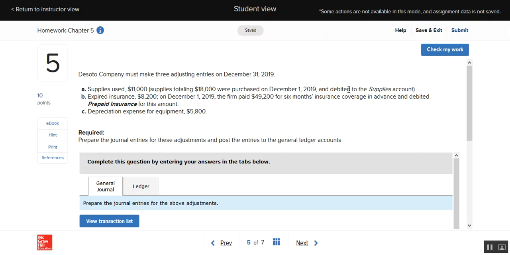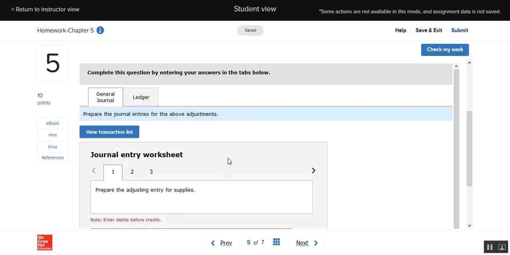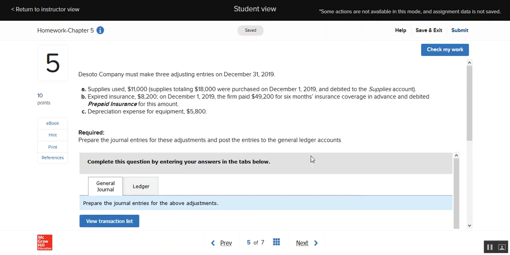In this particular problem it says DeSoto Company must make 3 adjusting entries on December 31st, 2019. And we've got entry A, entry B, and entry C, and we are to post those in the general journal. So the first thing it says to do is to prepare the adjusting entry for supplies.